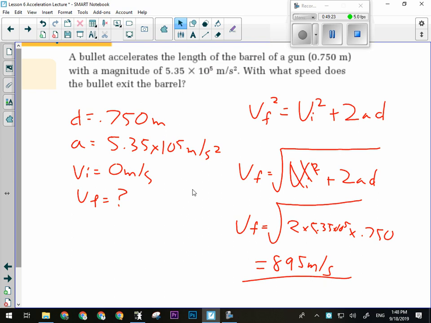But what happened to the VF squared? Where's the squared part? I square rooted. The VI squared. VI was 0. Oh, like 0 squared. Okay.